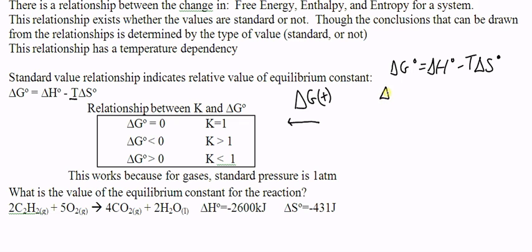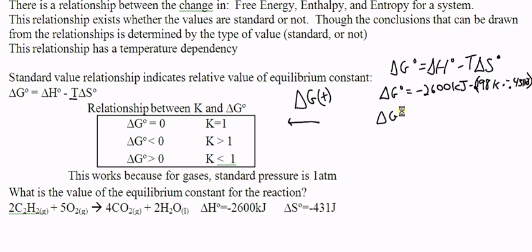So now delta G naught is going to equal delta H naught, which is negative 2600 kilojoules, minus, now because we're dealing with standard values, it would make sense that the temperature would be standard thermodynamic temperature, 298 Kelvin. And we're going to need to multiply that times standard entropy, which is going to end up being negative 0.431 kilojoules per Kelvin. So we'll cordon that off.